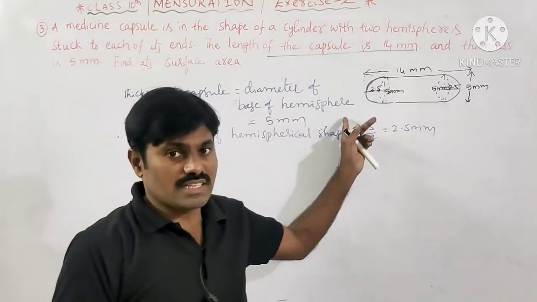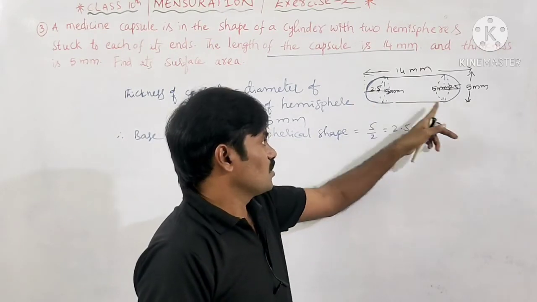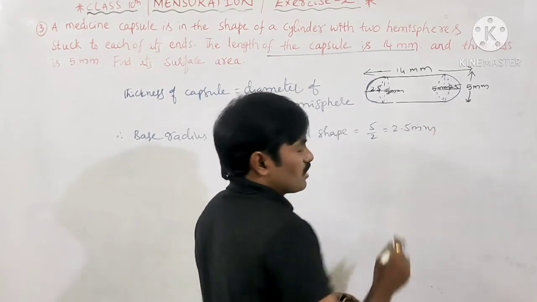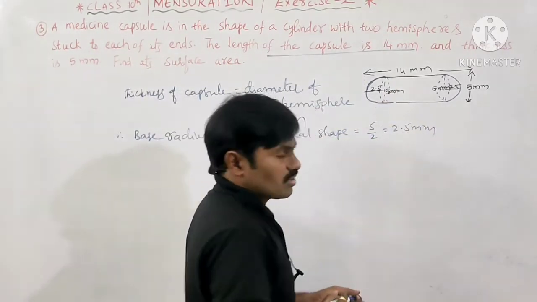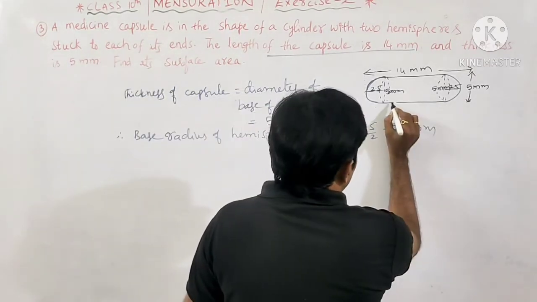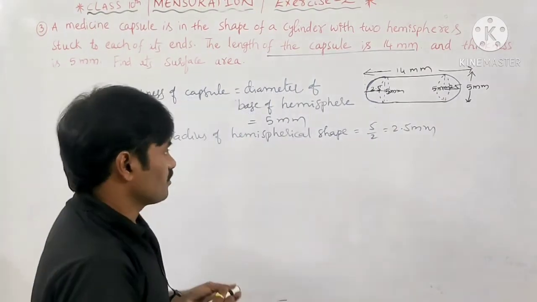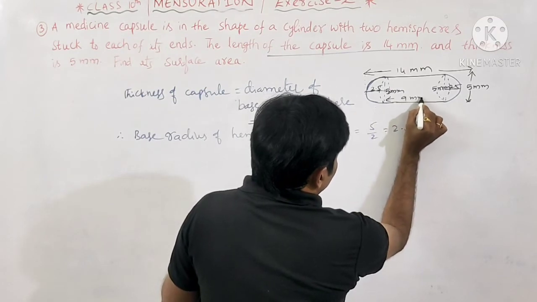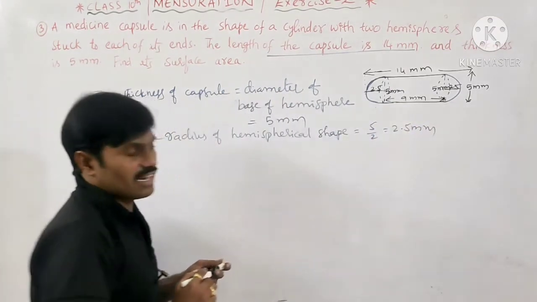Both hemispherical ends are there, so it becomes up to here. This is 2.5, this is 2.5, total 5. So the remaining is this black portion. Then what is the black portion length? That is 9 mm. So I can write here this is 9 mm, up to here.